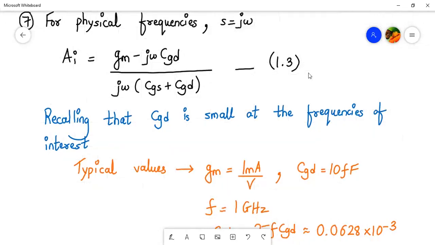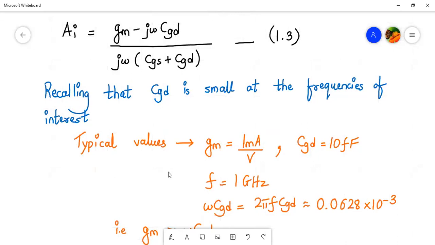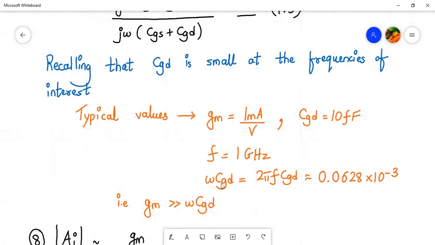Now recalling that the CGD value is small at the frequency of interest. So let's say typically gm value is 1 milliampere per volt. CGD value is, let's say, 10 femtofarad. Femto is 10 raised to minus 15. And frequency is 1 gigahertz, right? So what will be omega CGD? It will be 2 pi f into CGD, which will be 0.0628 into 10 raised to minus 3, right?